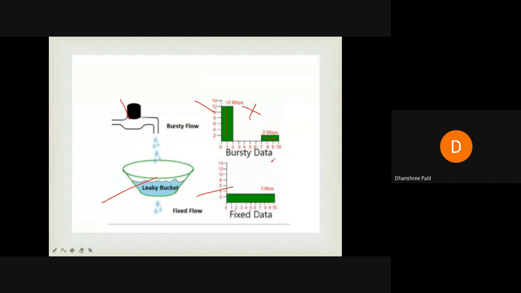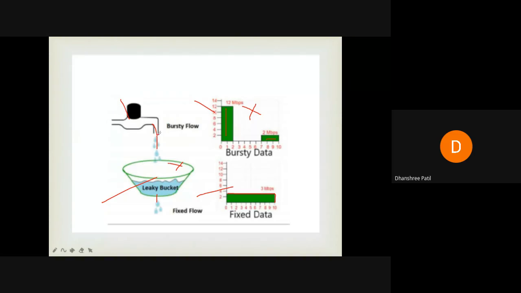Right? Now in the same situation, suppose your bucket is leaking, means the bucket has a hole, okay, and if we maintain the incoming as well as the outgoing data flow continuously, obviously the bucket will not get full, so obviously packets will not get lost, and this data will also be maintained continuously.